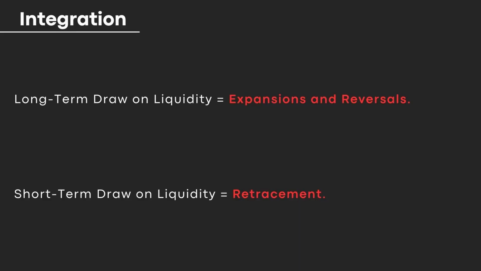Moving on to the next slide. Here you can see that long-term drawn liquidity is used for expansions and major reversals, whereas short-term drawn liquidity is used for the anticipation of retracements.